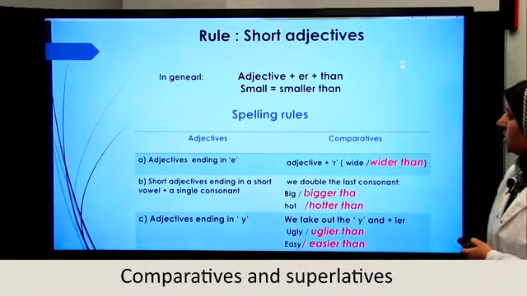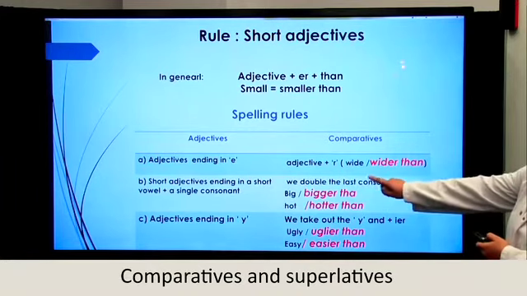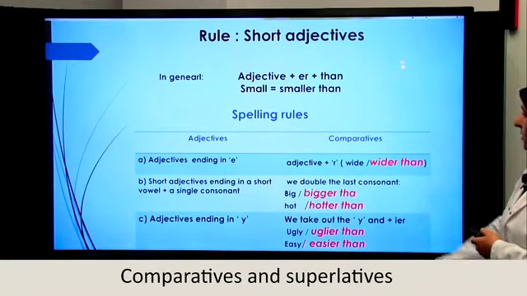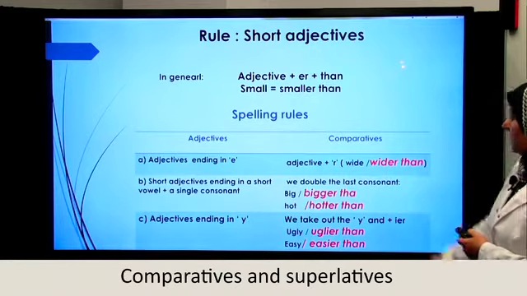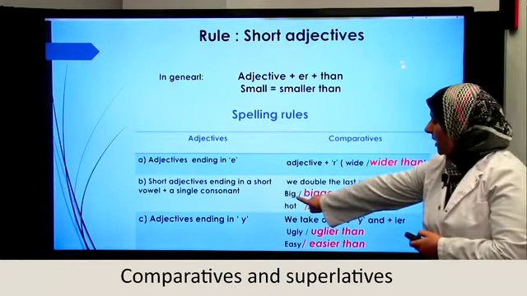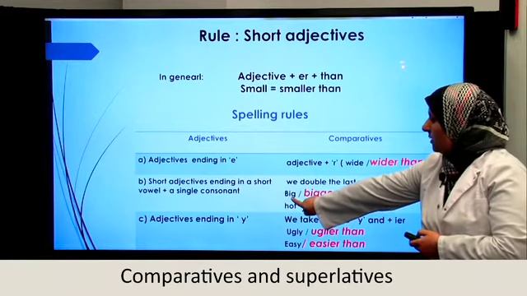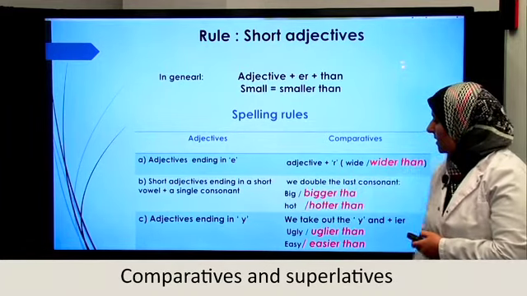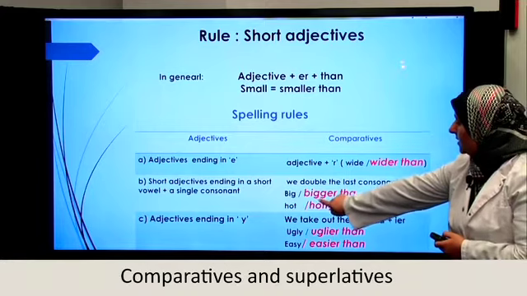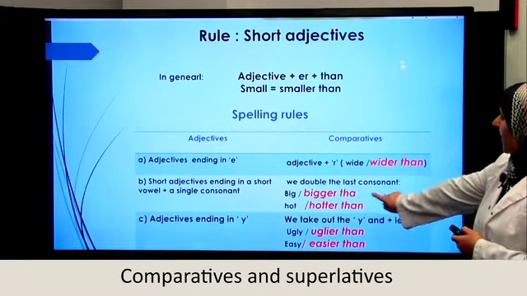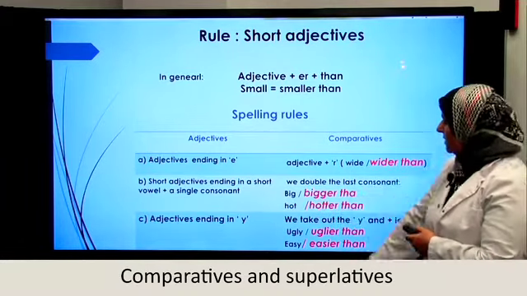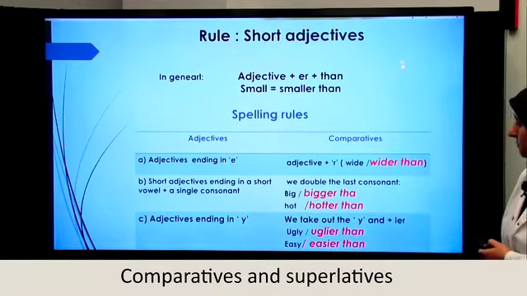B, short adjectives ending in a short vowel plus a single consonant. What do we do? We double the last consonant. Example, if we have the adjective big, look, it is short. We have one vowel and one consonant. So we double the last consonant. We have bigger than. Another example, hot, hotter than.